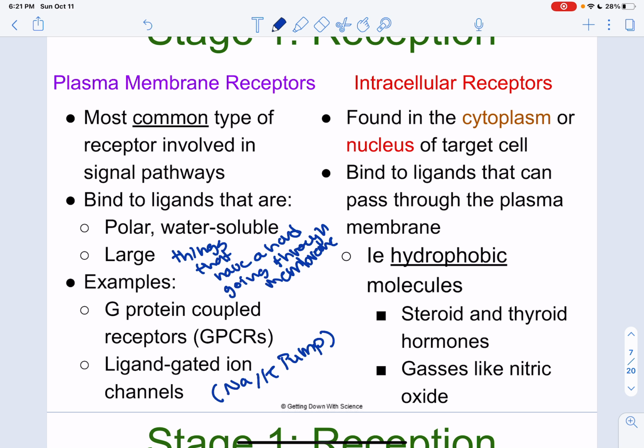Then we have intracellular receptors, which are found inside the cytoplasm or in the nucleus of a target cell. These bind to ligands that can pass through the membrane, like hydrophobic molecules such as hormones, steroids, and gases, and anything that's nonpolar, things that can easily pass through the cell membrane.